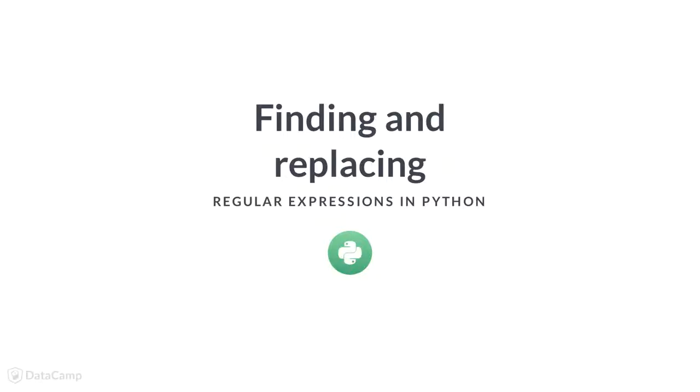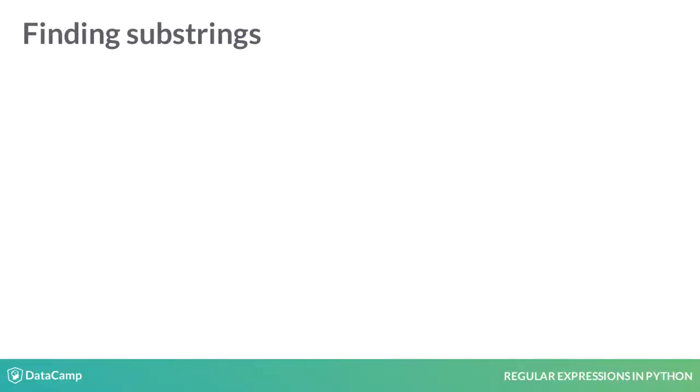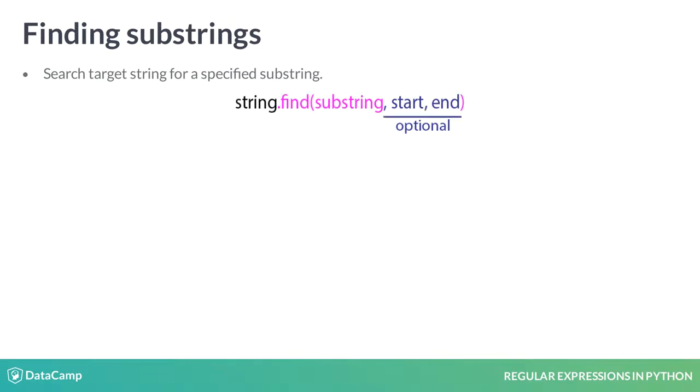Finally, we'll talk about different methods that allow us to search or replace substrings. Python has several built-in methods that will help you search a target string for a specified substring. The first method is .find. As you can see in the slide, it takes the desired substring as a mandatory argument.